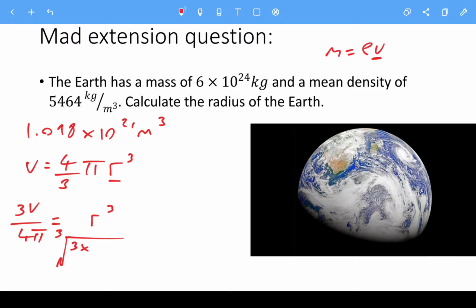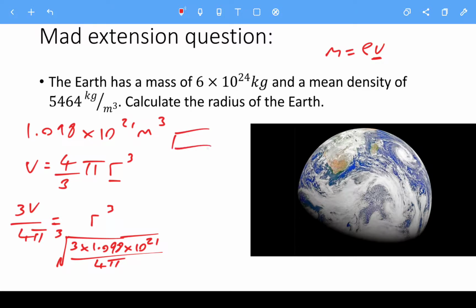3 times the volume. So 3 times 1.098 times 10 to the 21, divided by 4 pi. Put that on your calculator. The cube root button, by the way, on a Casio is shift and then the normal square root button. So you can see like in yellow writing it says 3 root. So that'd be the cube root of, and then just tap it into your calculator as you would normally. And that should give you a pretty long number, so a bit more calculator skills.